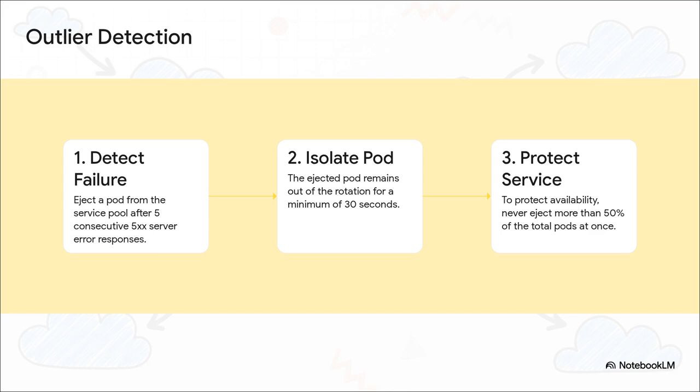And here's the critical safety net. Istio will never, ever eject more than half the pods at once, which protects the entire service from collapsing. In fact, they said during a recent incident, this feature spotted and removed a crashing pod in just 50 seconds. No human had to do a thing.